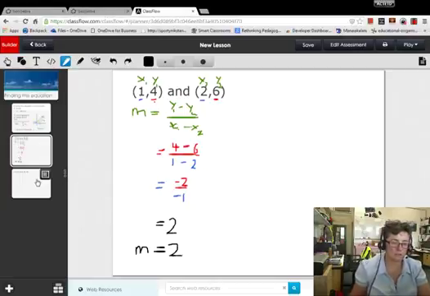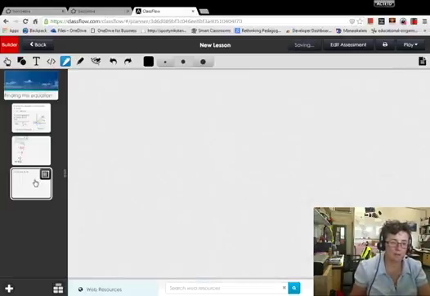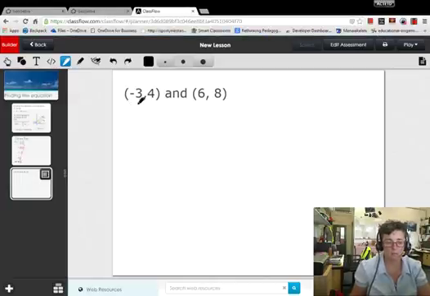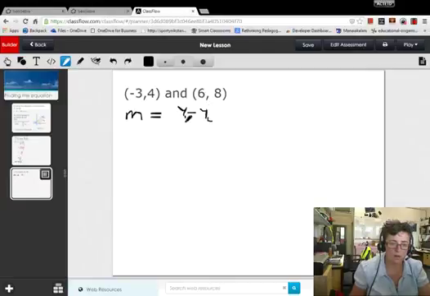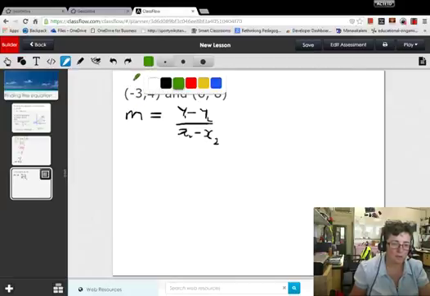Okay, we'll do another question where we just find the slope of a line using these points here, where there's a negative in here. So we'll see how the negative affects it. So again, m is equal to y1 minus y2 over x1 minus x2. So if we call this x1, y1, and x2, y2, and we substitute those points in.